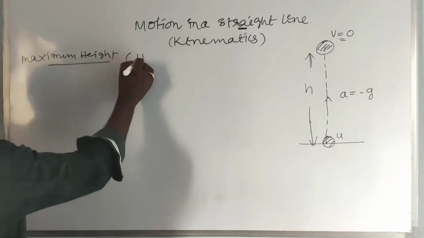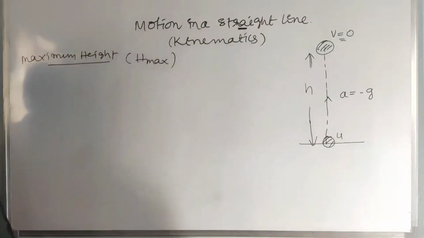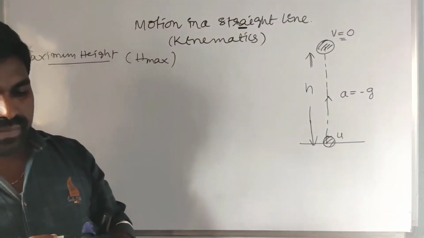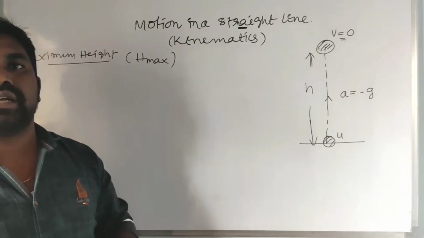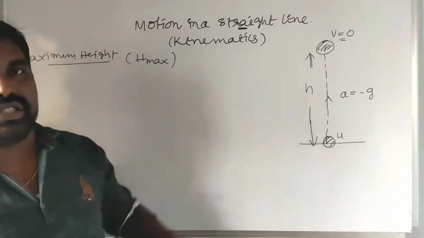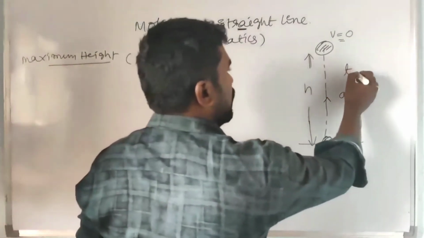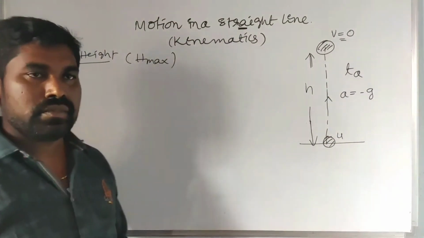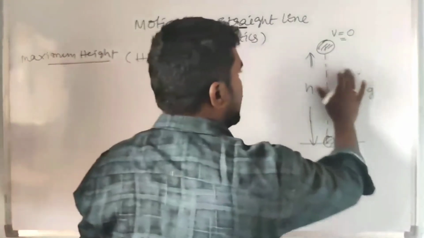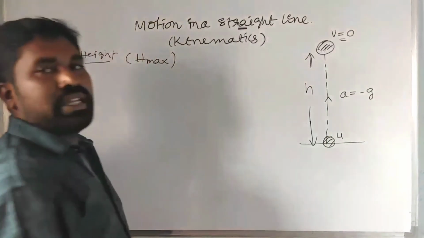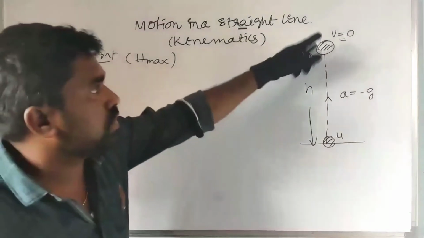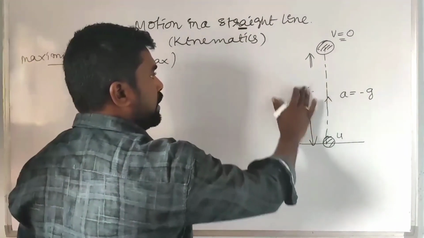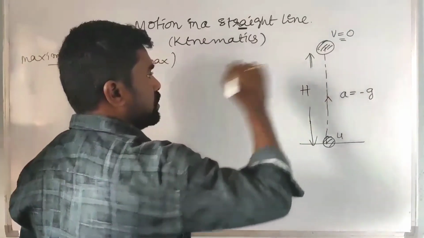So it can be h maximum. The maximum height is nothing but the distance traveled by the body until its final velocity is equal to 0. So that is the h maximum. This is the maximum height.